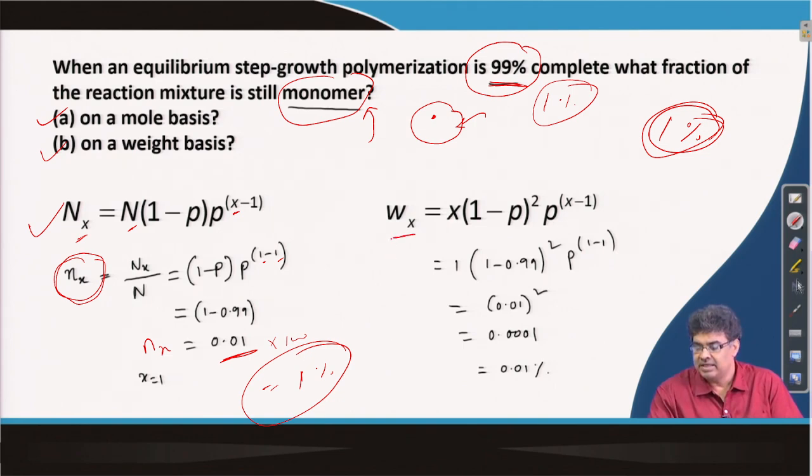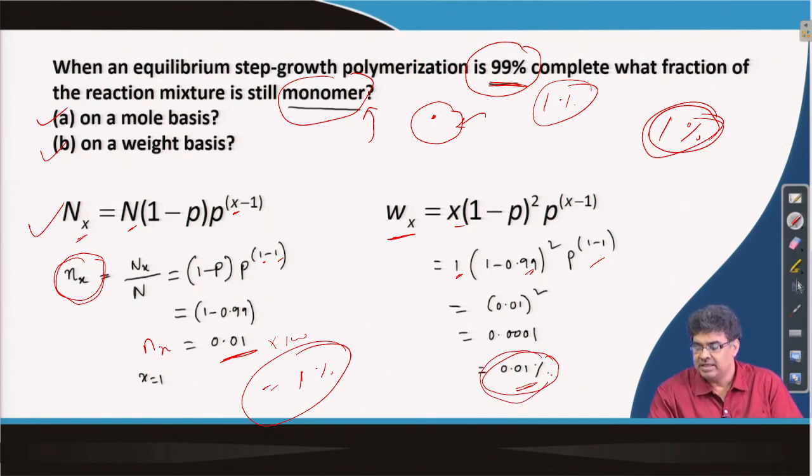Now you need to find how much weight fraction of monomer will be there, the weight percent of this monomer present. Again you need to put values in this formula. x is equal to 1 because we are finding monomer, and conversion is 0.99. So it comes to 0.01%. Only 0.01 weight percent of monomer is present.